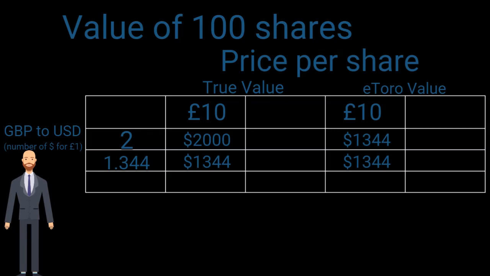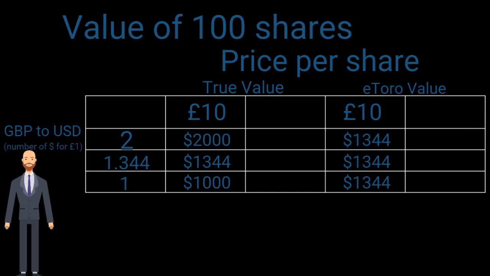So if the Great British Pound suddenly dropped to £1 being $1, our £1,000 worth of stock on eToro would still be worth $1,344 to us on our account. This does not, however, apply to your gains.